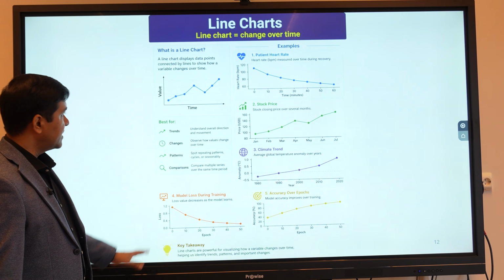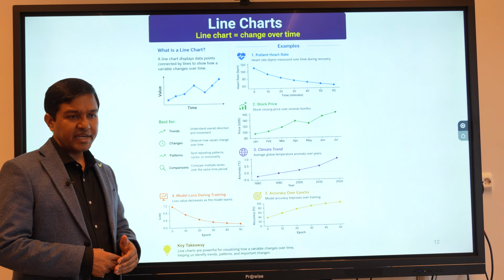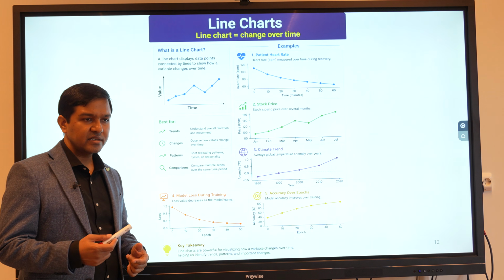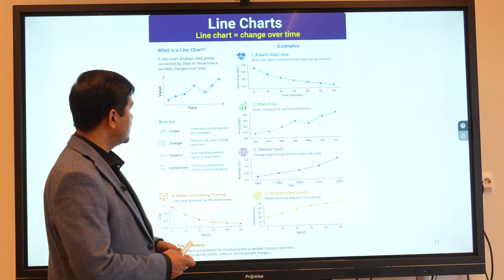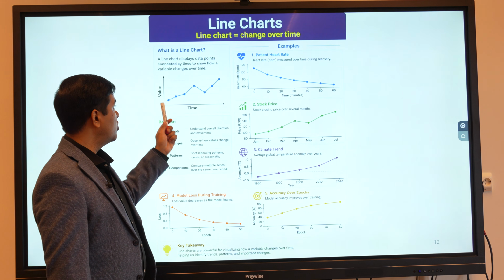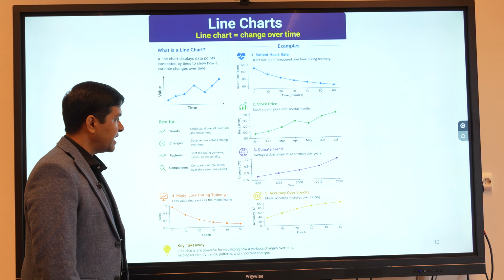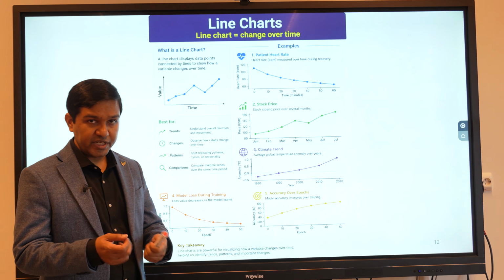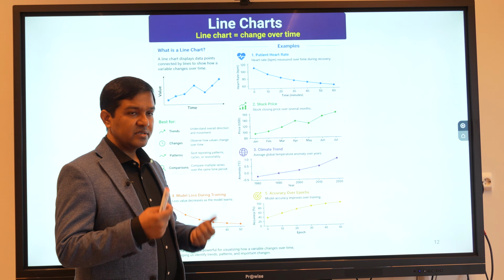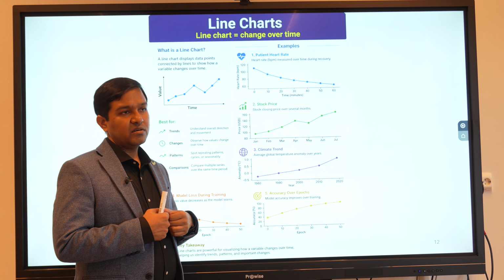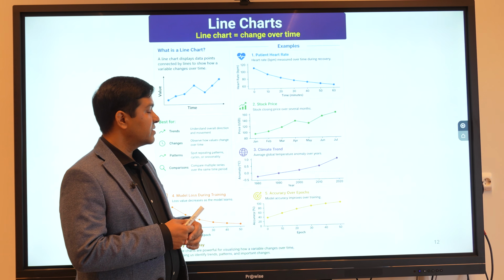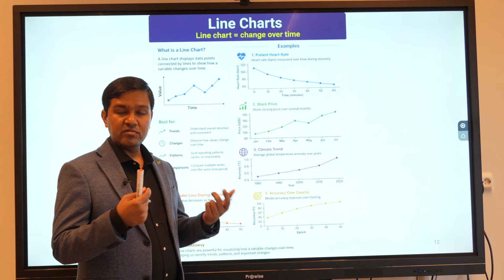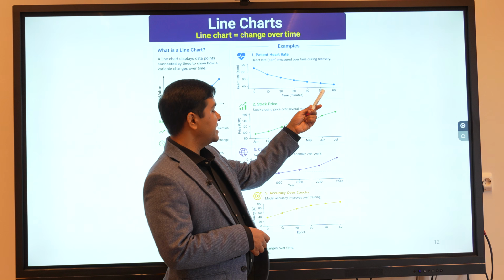Next comes the line chart. When we plot a line chart, we can find the relationship over time. The time is given, and we see how something is happening. Let's say a patient's heart rate after putting the medicine, or after lying, after running, or after resting, how the heart rate is changing over time.